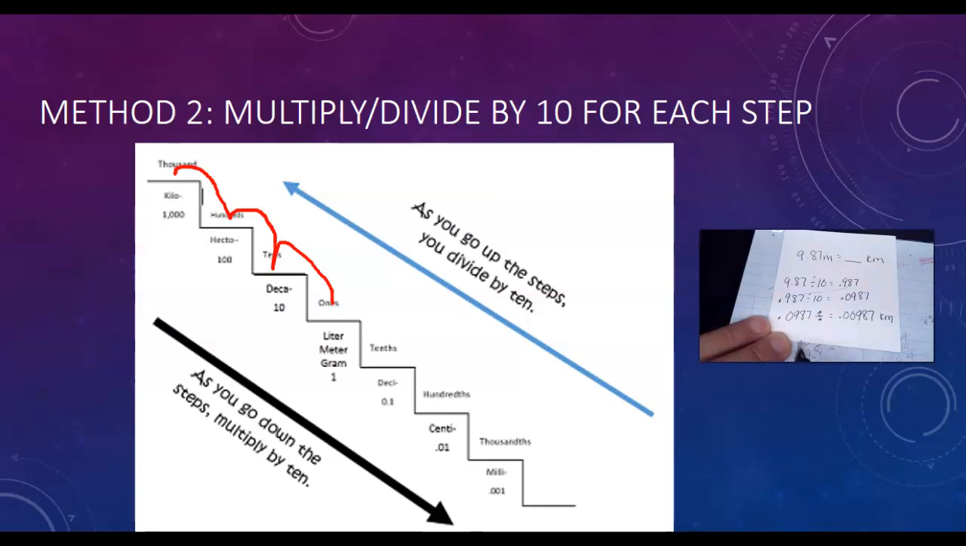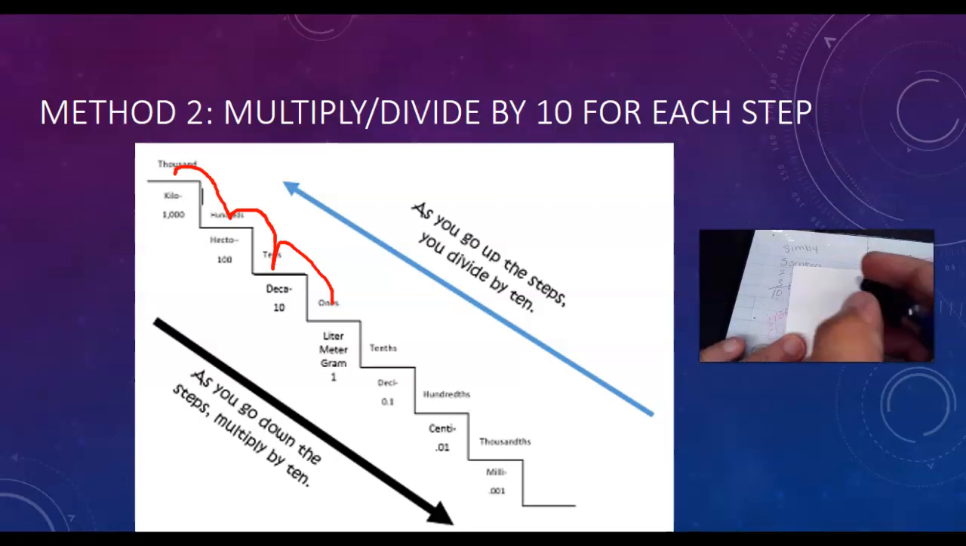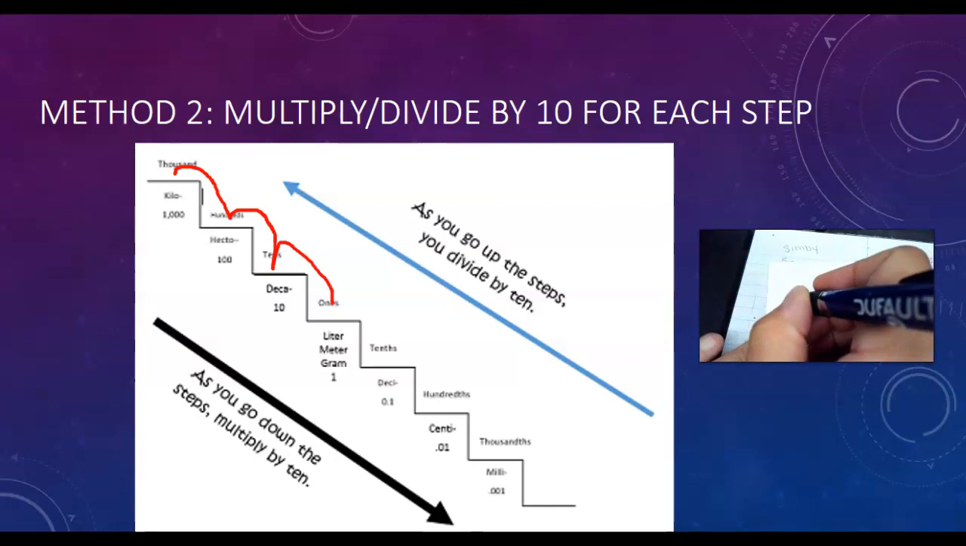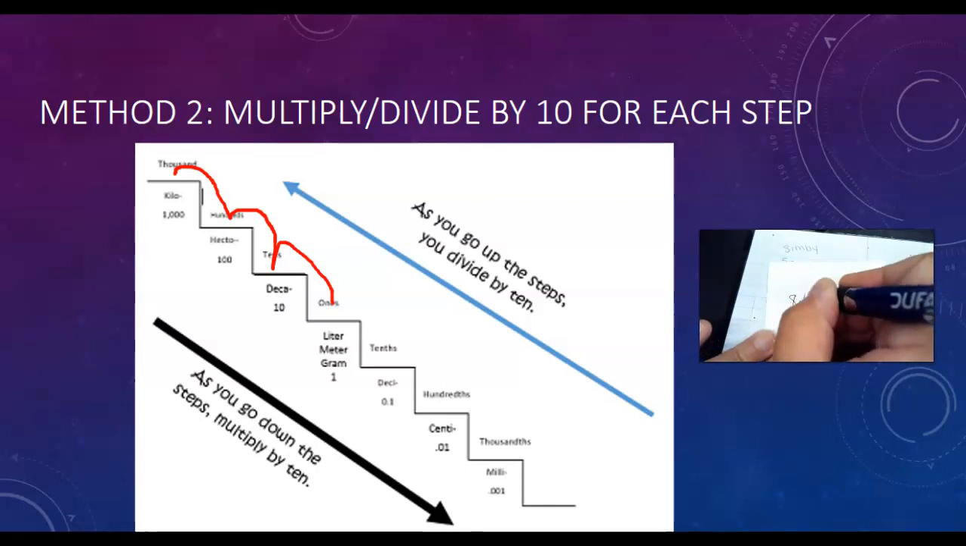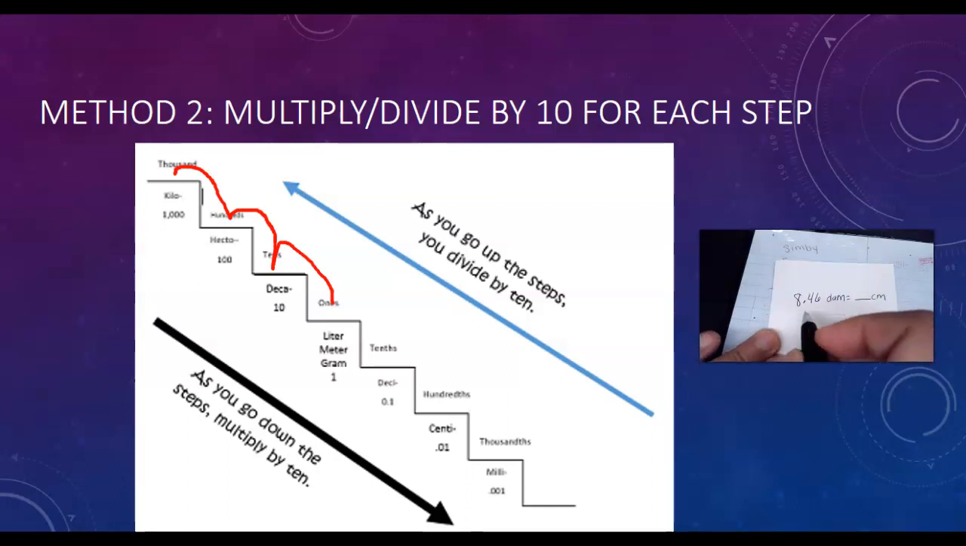Or, if you think about it, you just count how many steps you are and move the decimal place. So either if you just remember the direction or if you remember the math, you're going to be able to convert these. And again, this works the opposite direction too. So let's say I have 8.46 decameters, and I want to know how many centimeters that is.